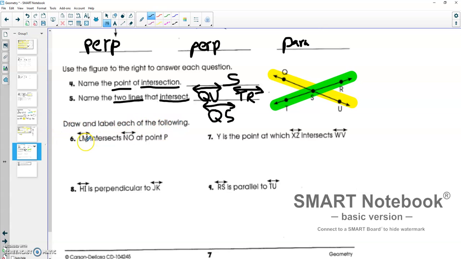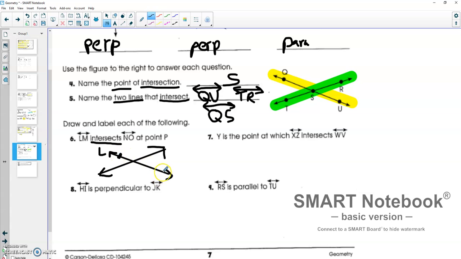Draw and label each of the following. LM intersects NO at point P. Remember, intersects means crossing. So I'm just going to have two lines cross each other. Now, let's make this LM right here. So what am I going to write? Put L right here. Remember, I'm drawing these lines because it says they're lines. It goes on forever. It's not a line segment.